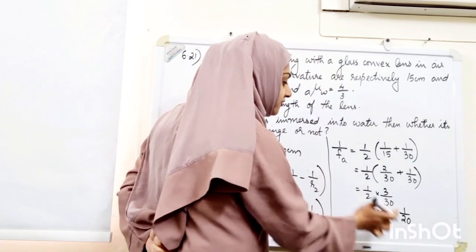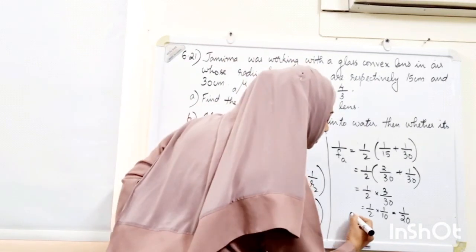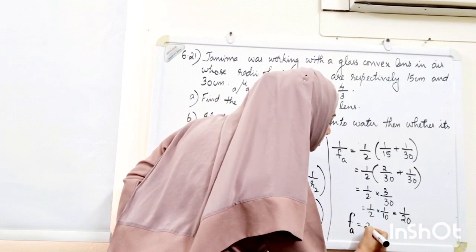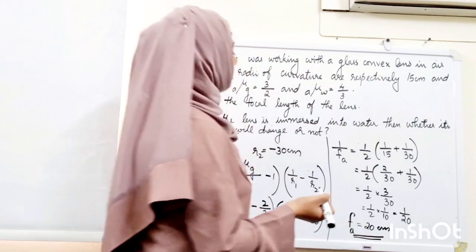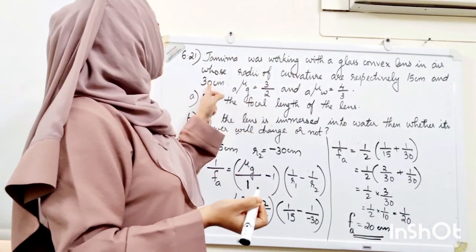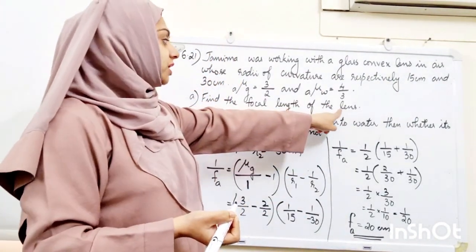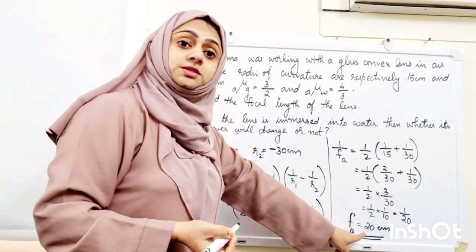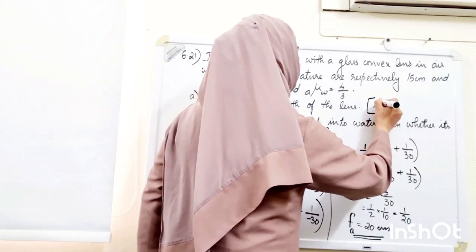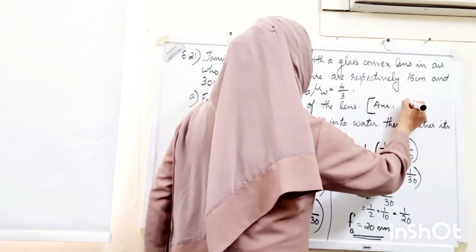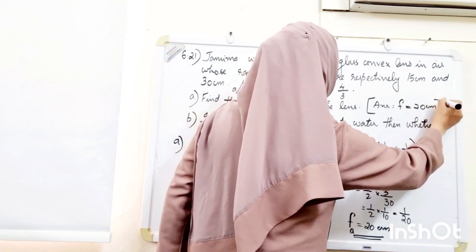So 1 by Fa is equal to 1 by 20. So what will be Fa? Fa will be equal to 20. And it's in centimeters because the radii of curvature are given in centimeters. So the focal length of the lens, we have found it out, it is 20 centimeter. So here we got the answer. What is the answer? Focal length of the lens is equal to 20 centimeter.